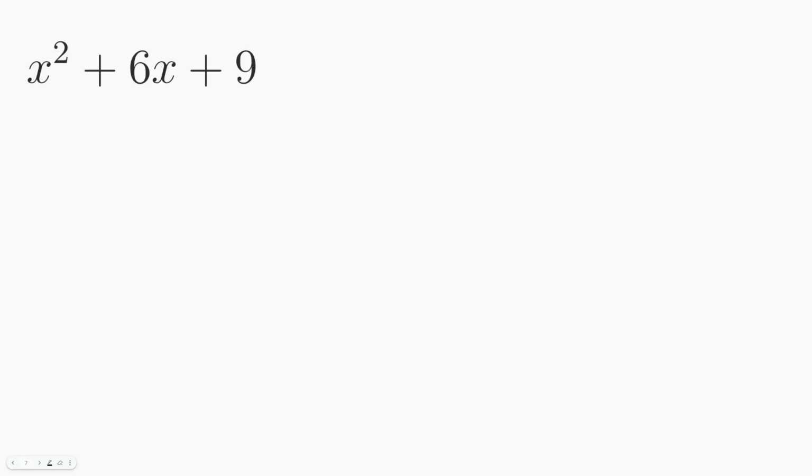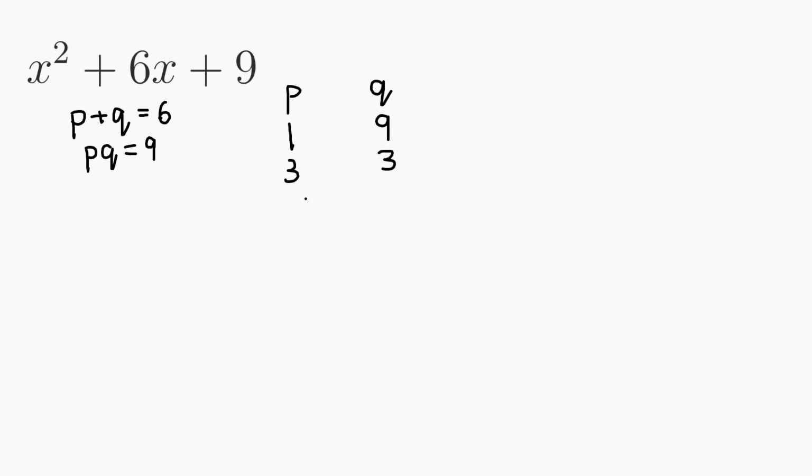Here we have x squared plus 6x plus 9. So, same as before, we have p plus q equals 6, and p times q equals 9. Because this 9 is positive, we know that p and q are either both positive or both negative. So we can have 1 and 9, 3 and 3, -1 and -9, and -3 and -3.